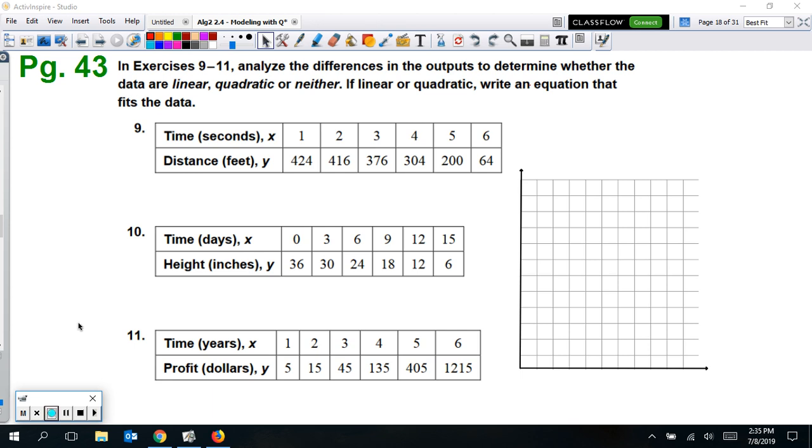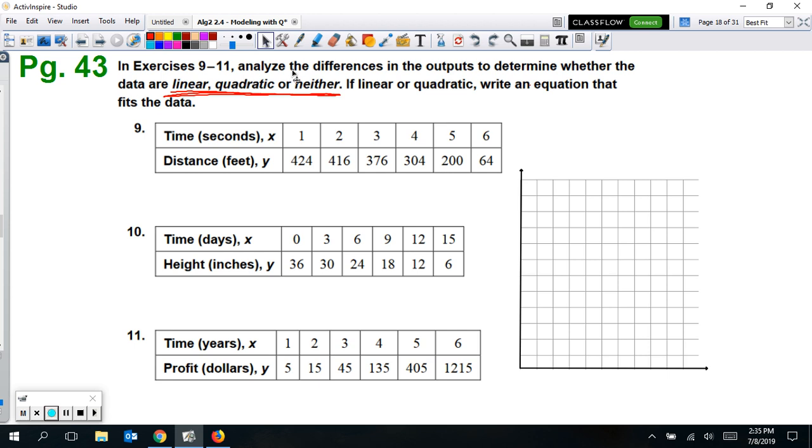So if it's linear or quadratic, write an equation that fits the data. First of all, I think we're not going to write an equation for that. I'm not going to spend more time on that. We could do that, but I might talk about that at the end. But let's just first figure out, is it linear, quadratic, or neither? That's what I really want to focus on, to be able to understand which one is which.